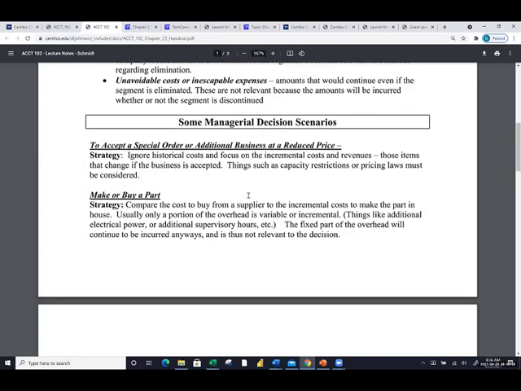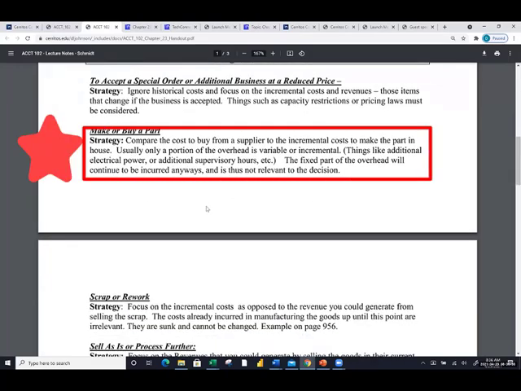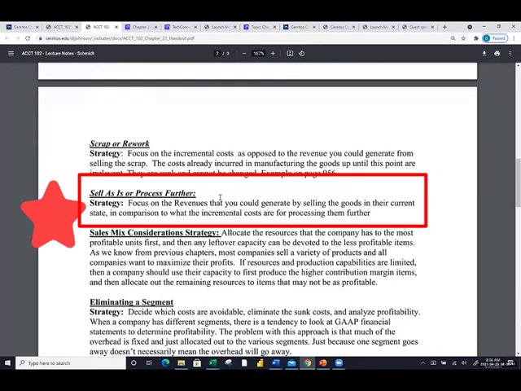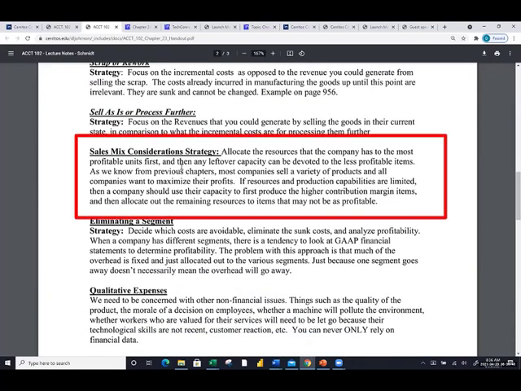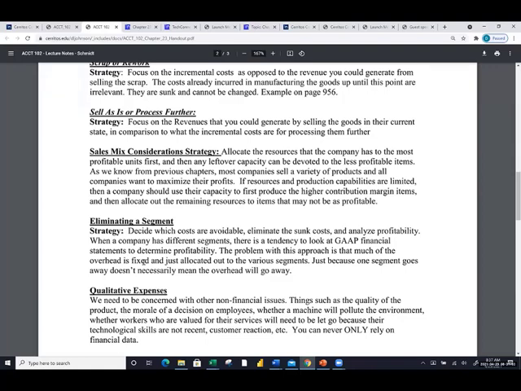Last time we were here, we took a look at some specific decisions: whether to accept a special order, whether to make or buy a part, whether to scrap or rework, whether to sell as is or process further. Today, we're going to talk about two major things: sales mix considerations and eliminating a segment. So these are our two goals today. Any questions on where we've been or where we're headed?